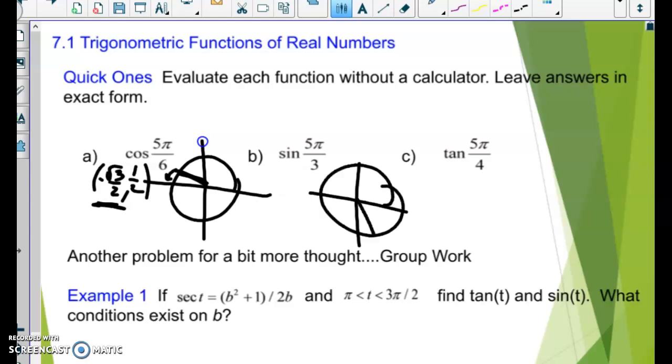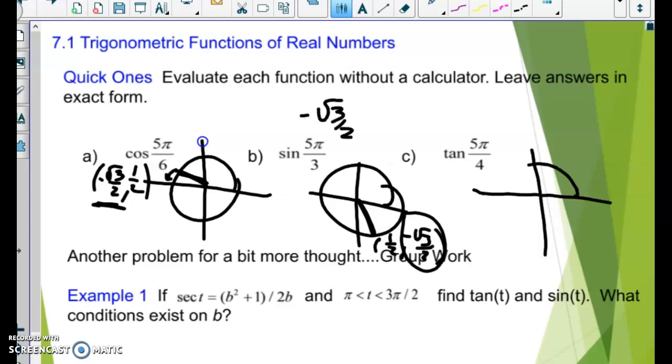And 5 pi over 3 we know is over here. And the value there is 1/2, negative root 3 over 2. And the sine is the y value, so I'm getting the same value there, so negative root 3 over 2.